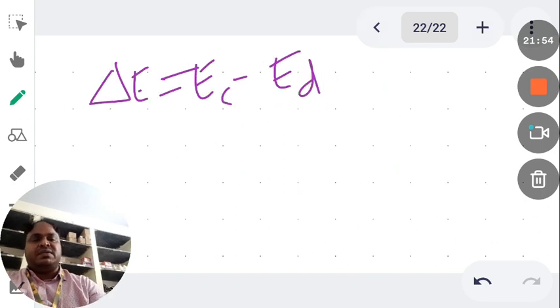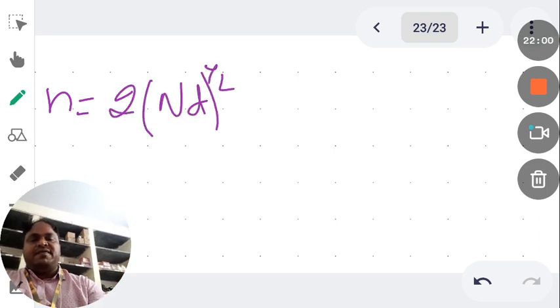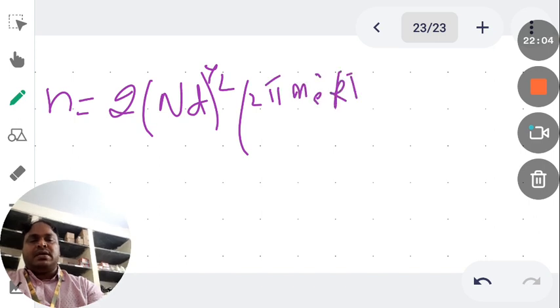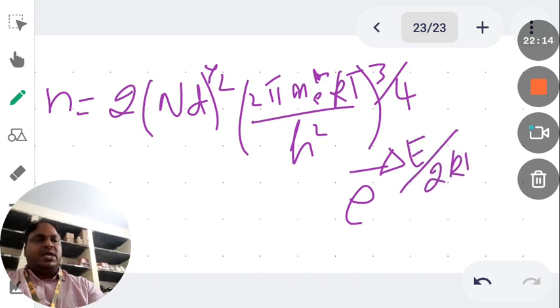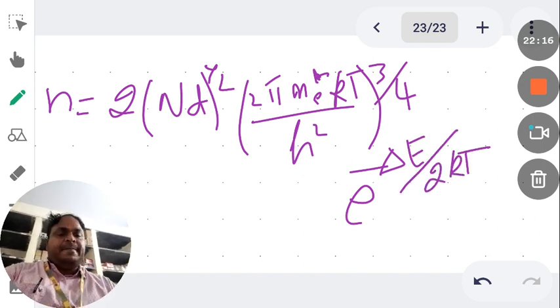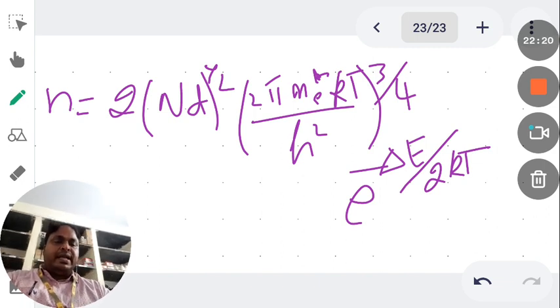So the equation will become n is equal to 2 ND power half, 2 pi me star kt by h square power 3 by 4, e power minus delta E by 2 kt. So this is the carrier concentration of electrons in n-type semiconductor.